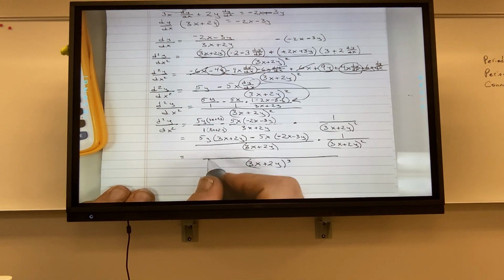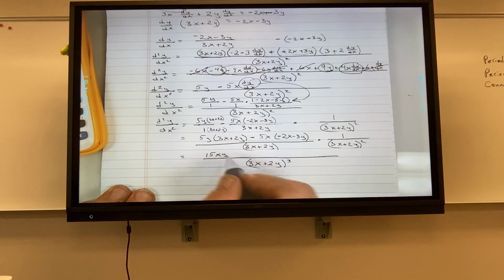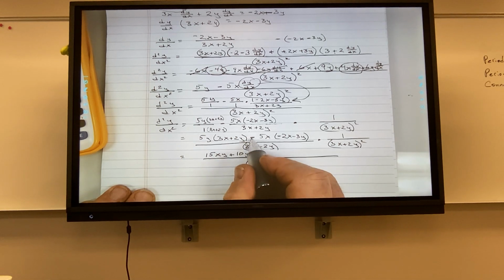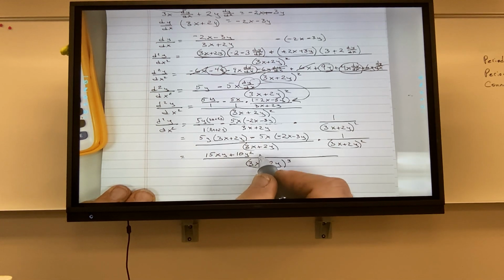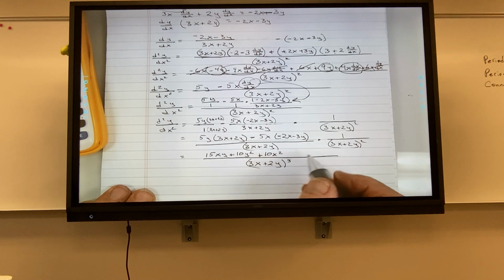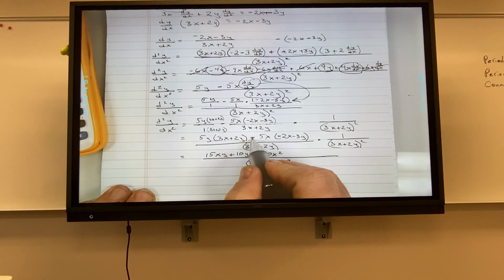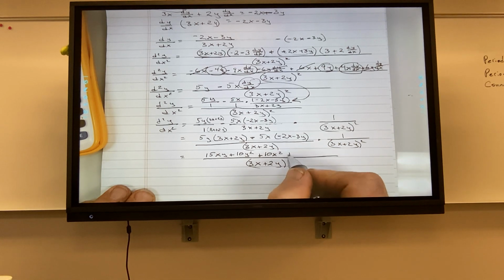Now I'm going to distribute and I get 15xy plus 10y squared. Negative here, plus 10x squared. Negative here, plus 15xy.